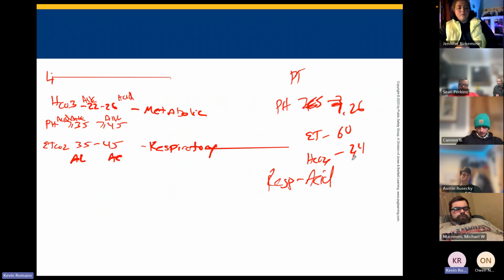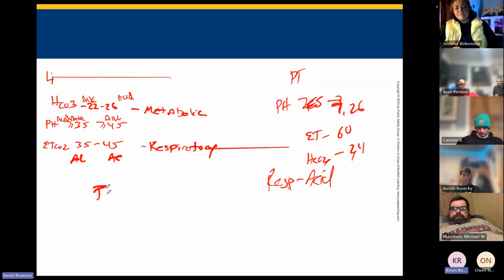If this was, let's say, 34, this would be a compensated metabolic acidosis with respiratory involvement. What you need to know is how to differentiate respiratory and metabolic acidosis and alkalosis.